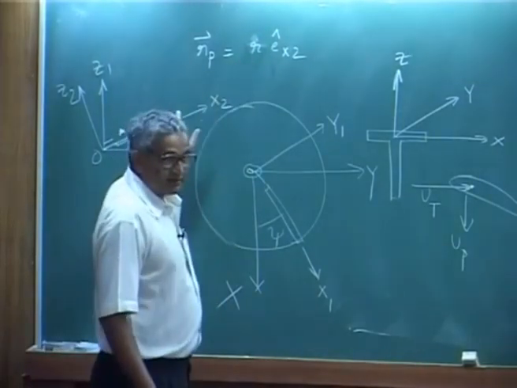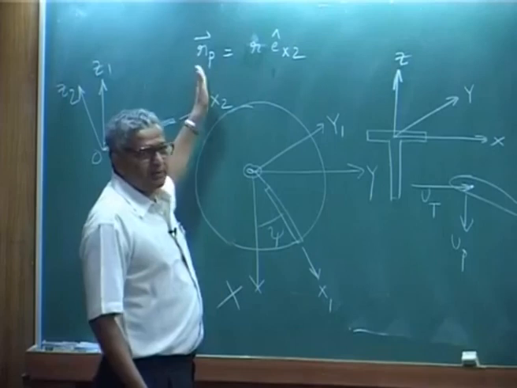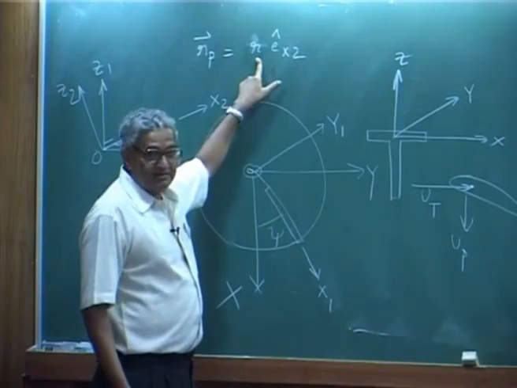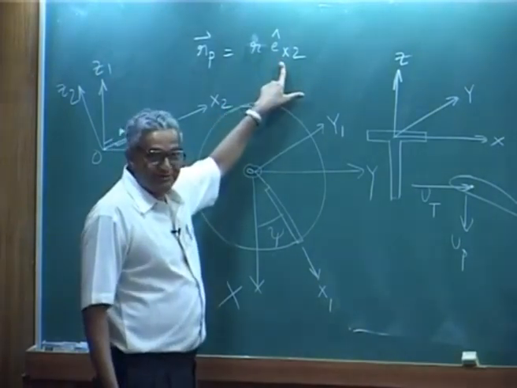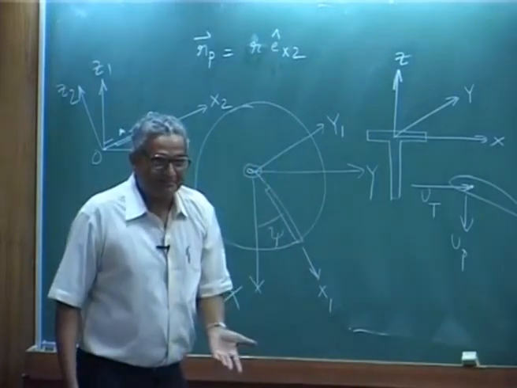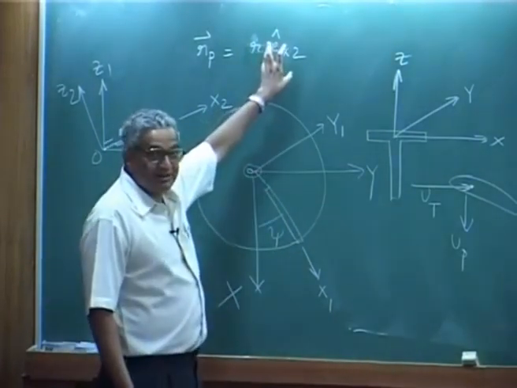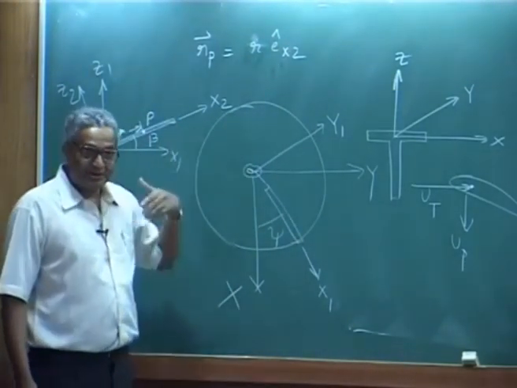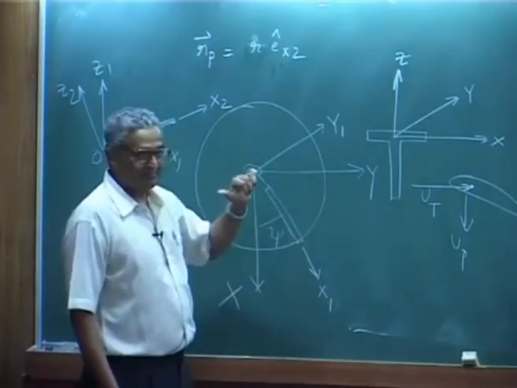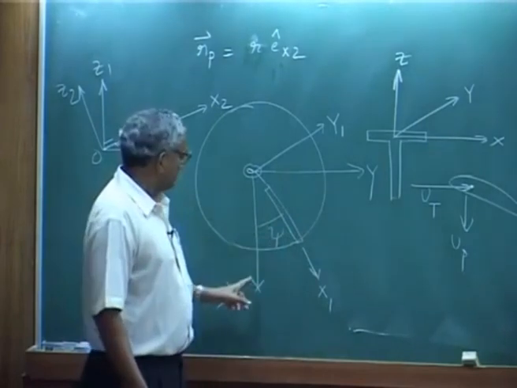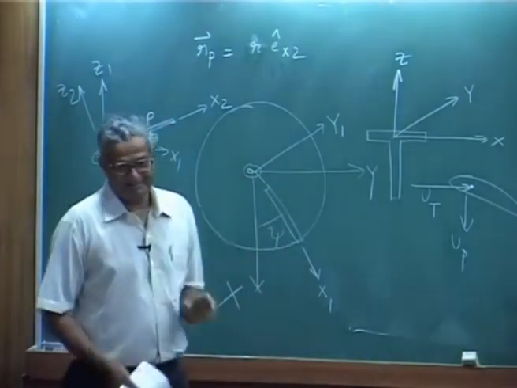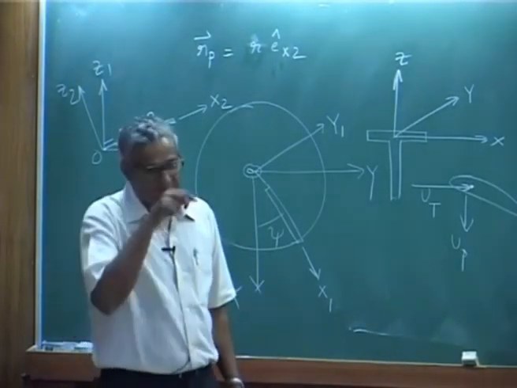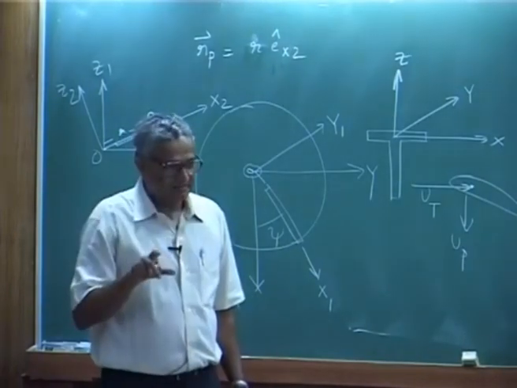When I differentiate, I will write velocity of point P, R dot, but R is a constant, so that means Ex2 is varying. What is the angular velocity of this coordinate system x2 with respect to the fixed frame? Fixed system is capital X, capital Y, capital Z, okay. This is what you need to be careful about, is it clear, because basic dynamics is very important.